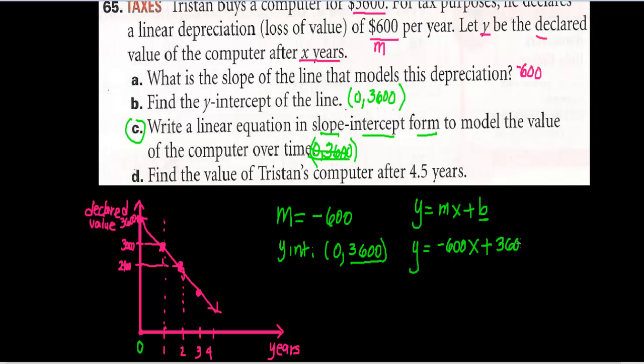For letter D, they want to know what the value of the computer is after 4.5 years. Remember, your x-axis is the one that represents years. So this value, I'm going to plug in to x. Y is equal to negative 600 times 4.5 plus 3,600. And that comes out to, let me get my calculator.